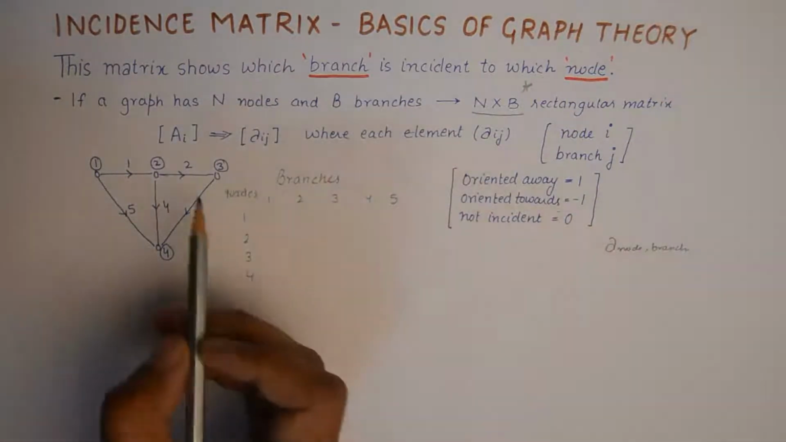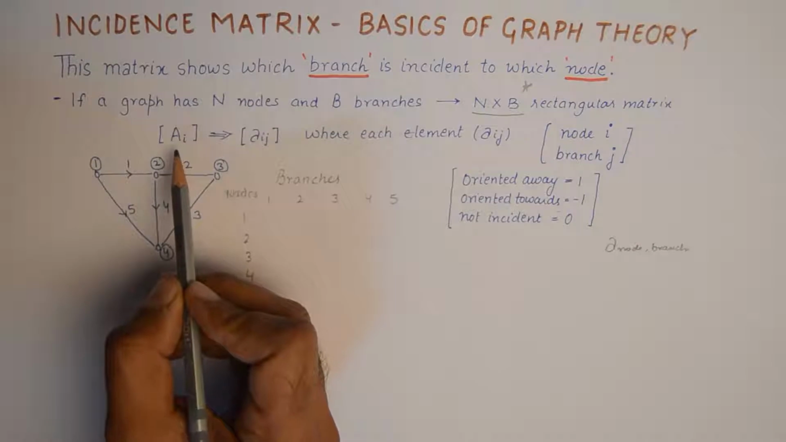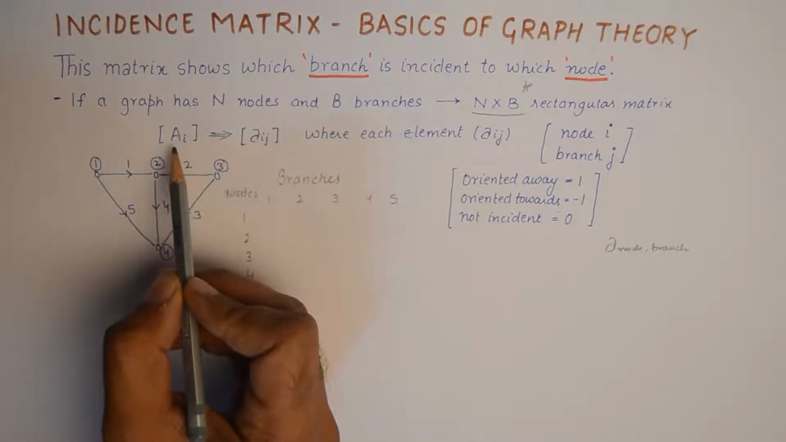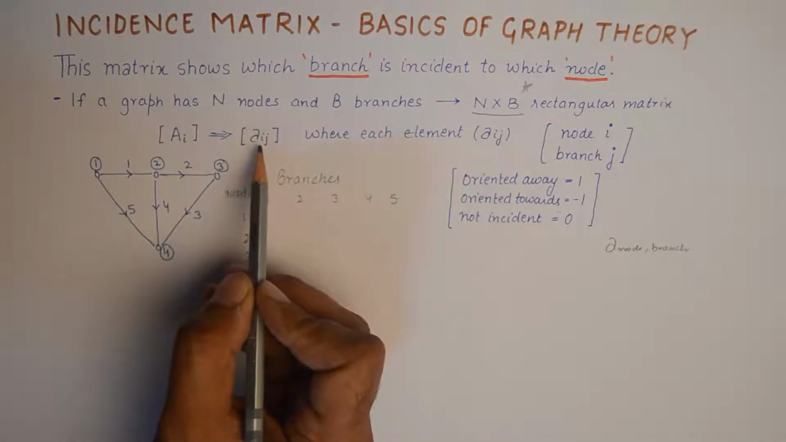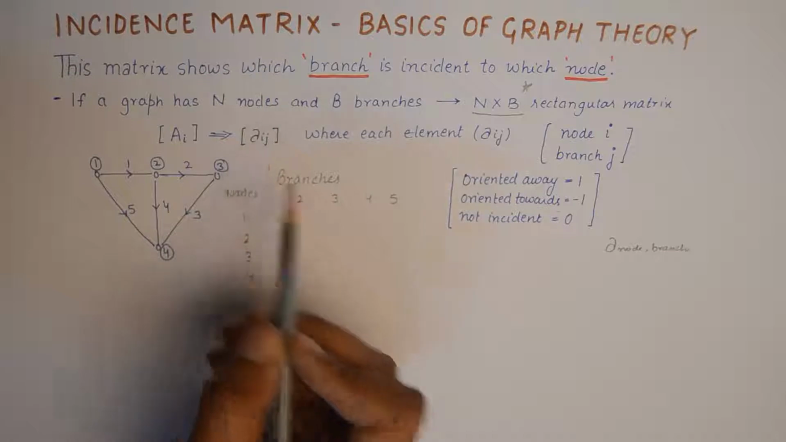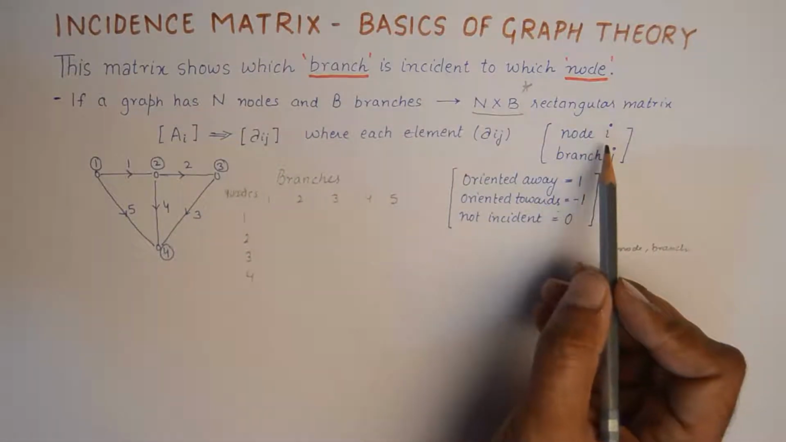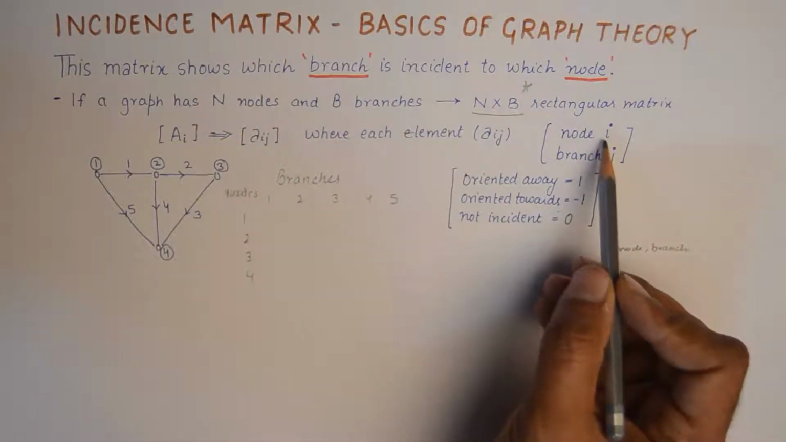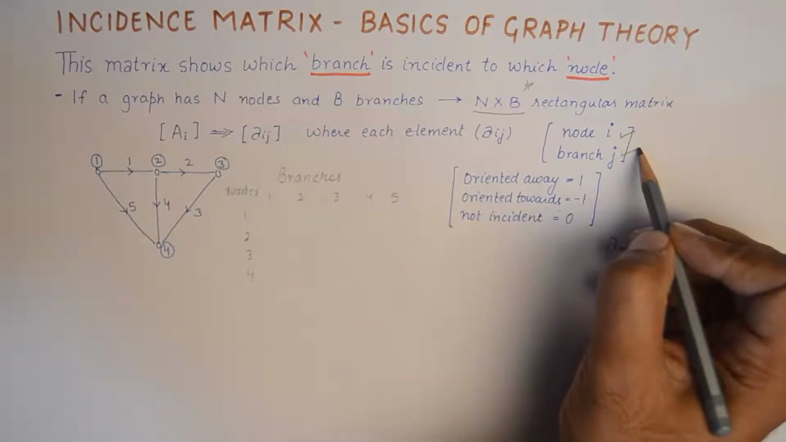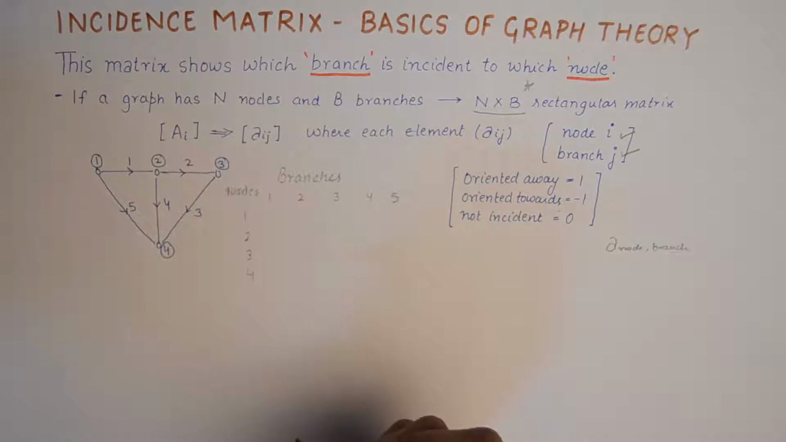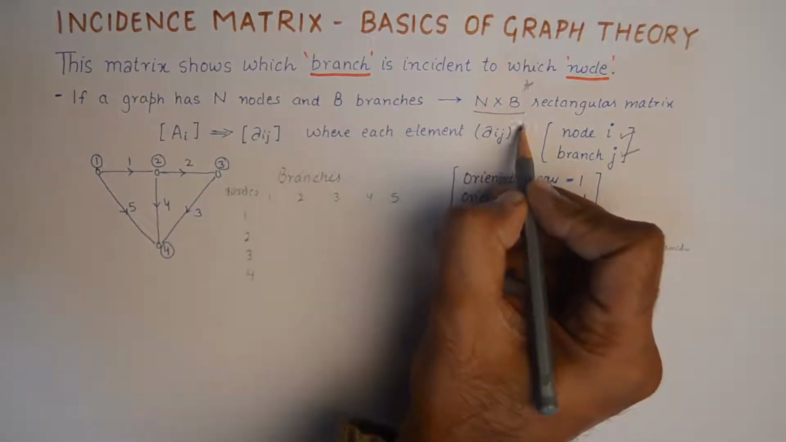And of course, we'll name that incidence matrix as AI, where each element of this matrix is going to be a small a_ij. Now please understand, i will be for the node and j will be for the branch. Right, so this is going to be point number 2.